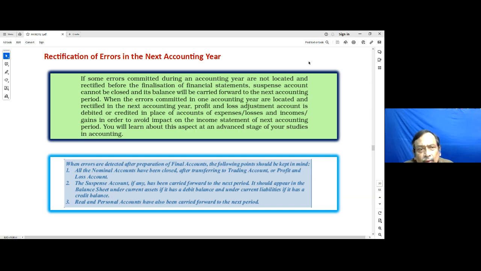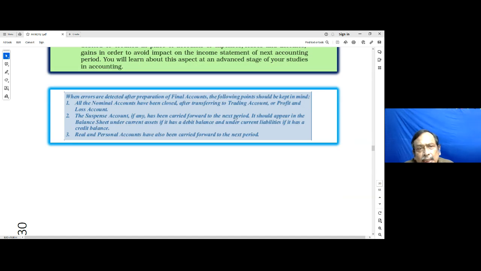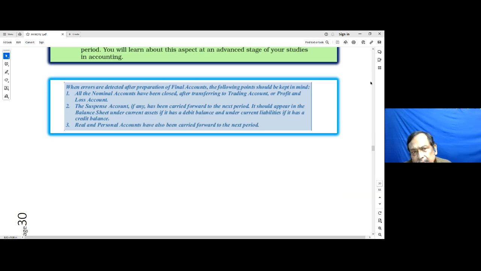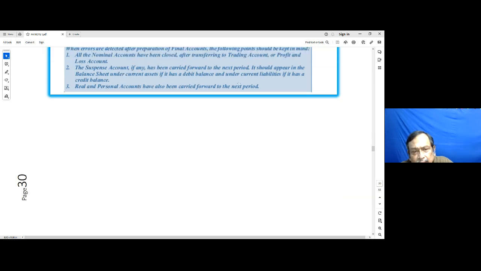Okay. Now, when errors are detected after preparation of final accounts, the following points should be kept in mind. All the nominal accounts have been closed after transferring to trading account or profit and loss account. The suspense account, if any, has been carried forward to the next period. It should appear in the balance sheet under current assets if it has a debit balance, and current liabilities if it has a credit balance. Real and personal accounts also have been carried forward to the next period.